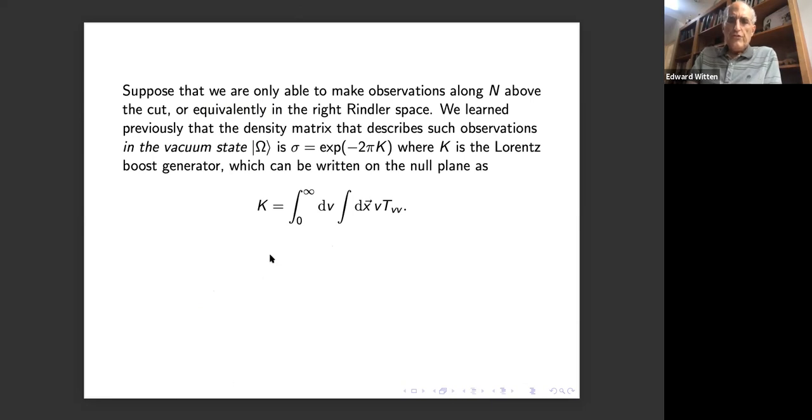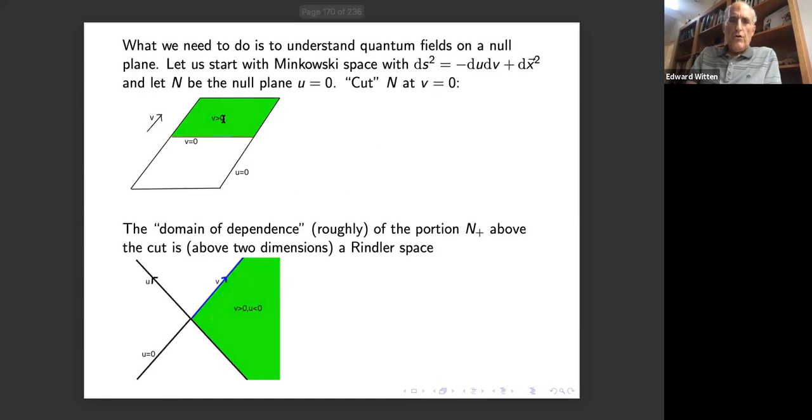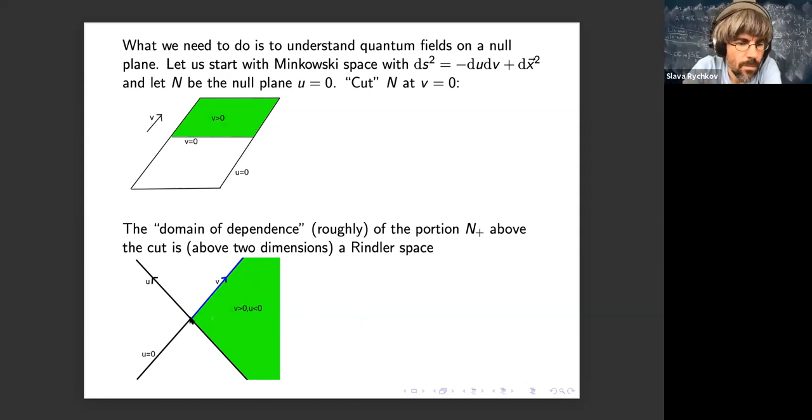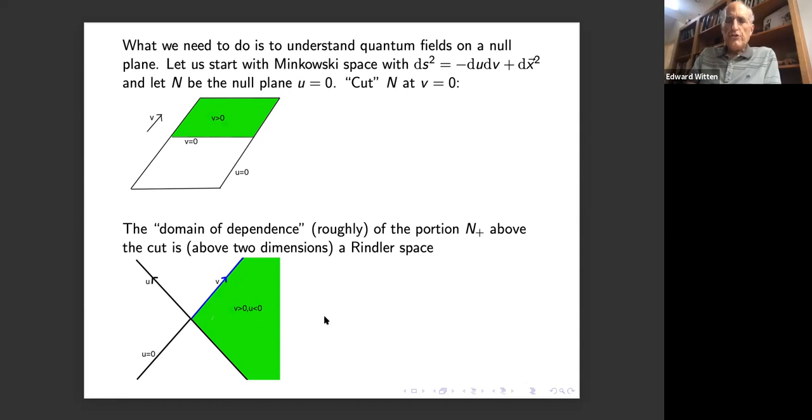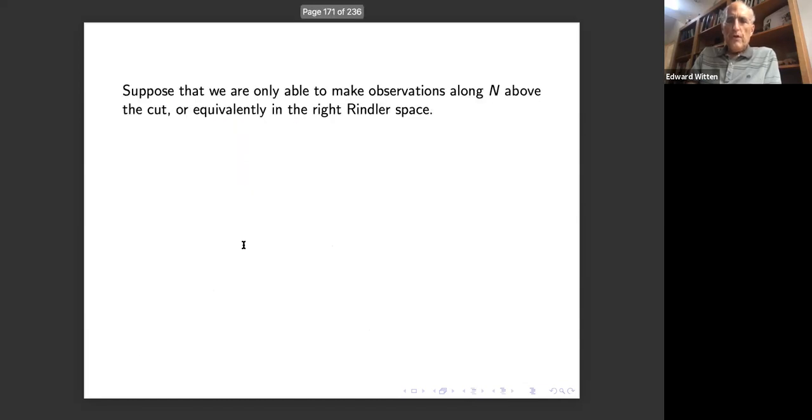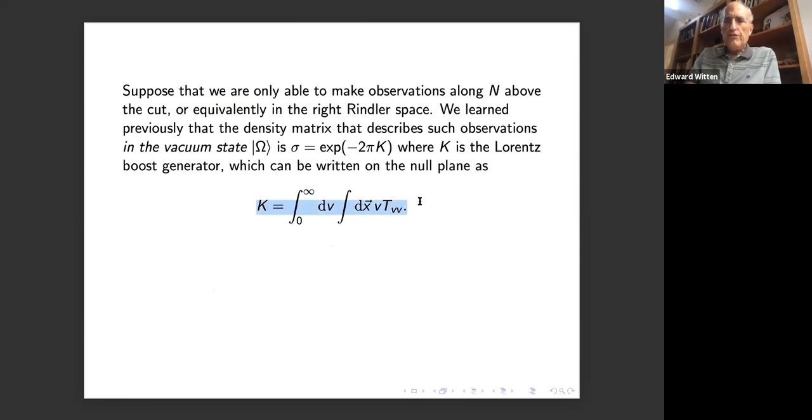I think I forgot a factor of 2 pi here, but, oh no, it's written here, sorry. So we already know that the density matrix of Rindler space is this one, and K is the Lorentz generator, which can be written as an integral on this plane above the null surface. Previously I wrote it as an integral over the surface, but the conserved charge integral of the Lorentz generator can equally well be written as an integral over this surface. So the formula that we're going to use now for K is this one.